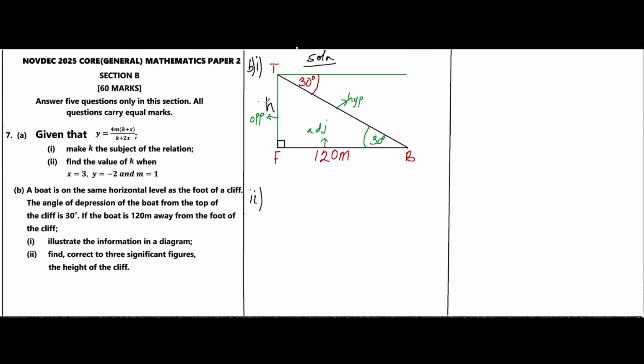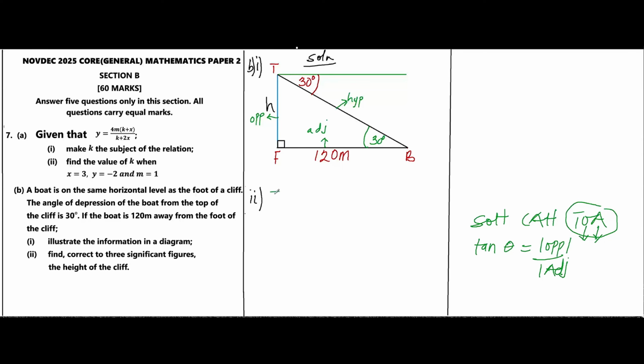And because we are looking at the height, we are looking for h. So we need to refer to SOHCAHTOA. From SOHCAHTOA, our focus should be on opposite and adjacent. And from SOHCAHTOA, there's only TOA that has opposite and adjacent at the same time. And what does TOA say? TOA says that the tan of the acute angle is equal to the length of the opposite divided by the length of the adjacent. So let's take note of this.